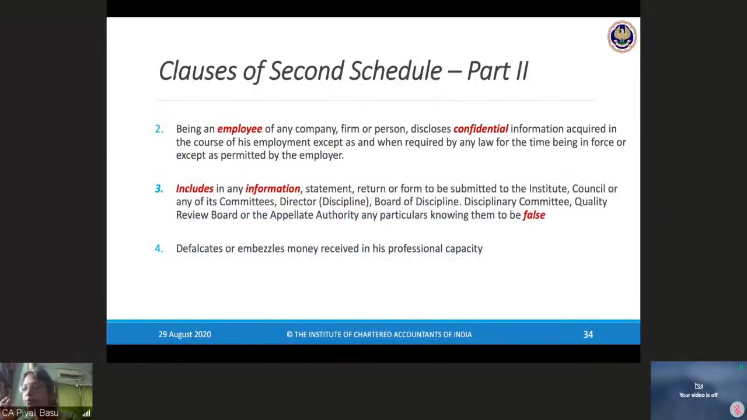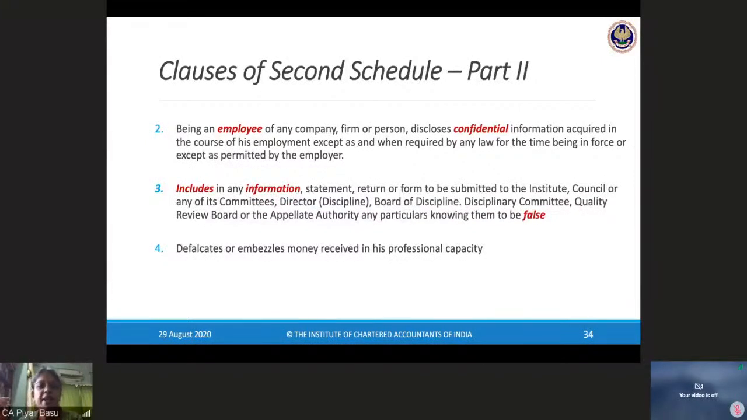The other schedule, let's come to the other important schedule of part 2. What are they? They are about being an employee. You remember part 2, second schedule talks about misconduct for all chartered accountants, be it in practice or in service. Remember that. Part 1 talks only about misconduct on part of members in practice. Now we are into members generally, that means either in practice or in service.